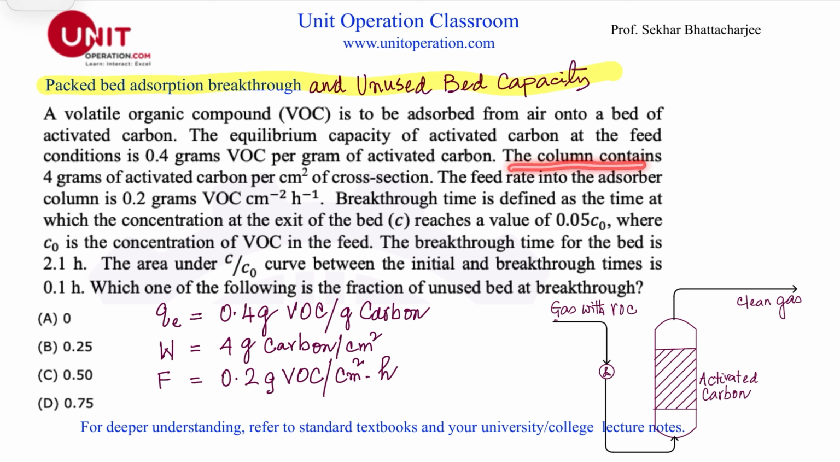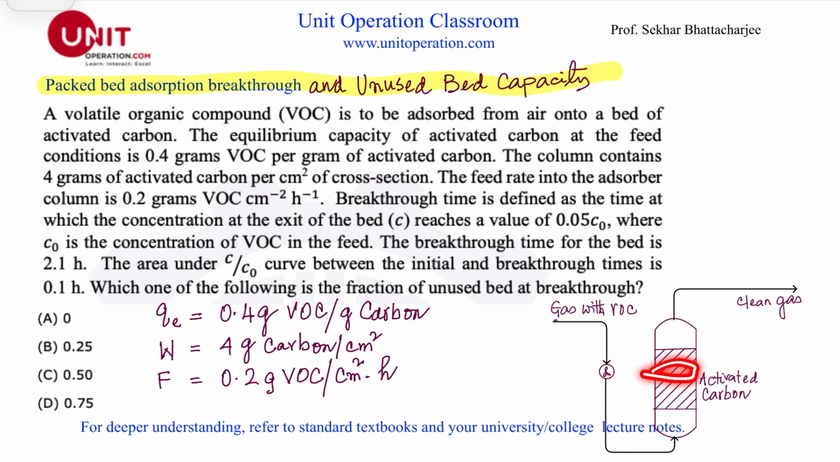The column contains 4 grams of activated carbon per square centimeter of the cross section. So, if I take a 1 square centimeter cross section, this contains 4 grams of activated carbon. Now, how many total square centimeters we don't know, it could be 100, 50, 75, 78, whatever. So, why not take the basis as 1 square centimeter? So this has 4 grams of activated carbon per square centimeter of the cross section.